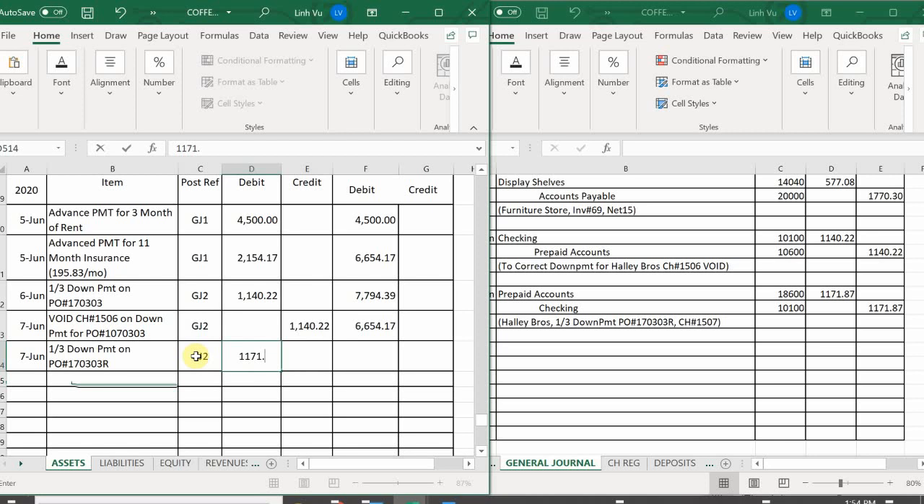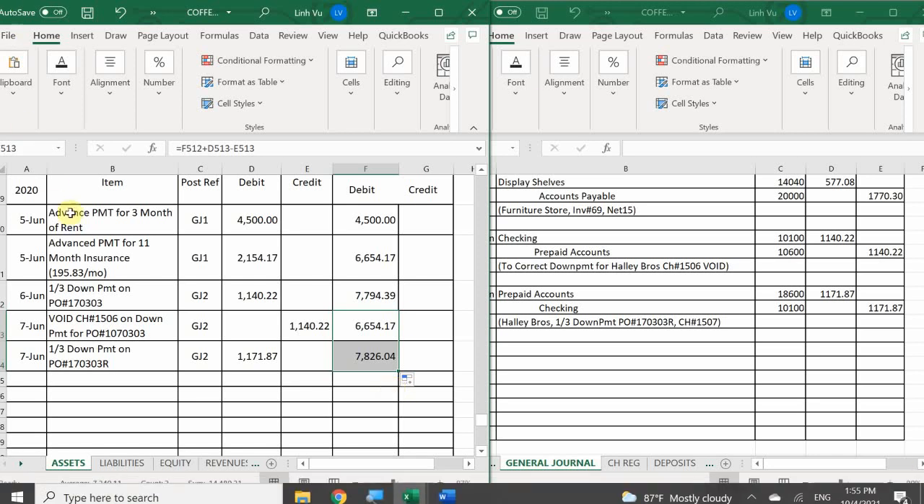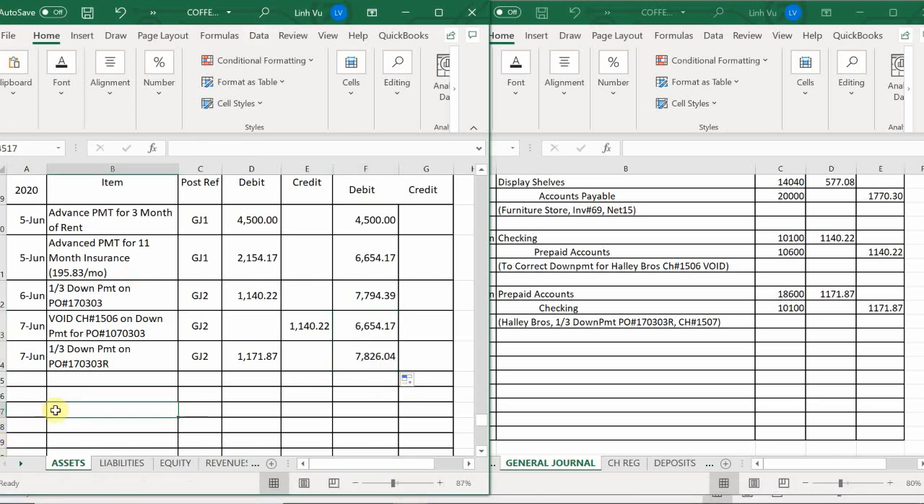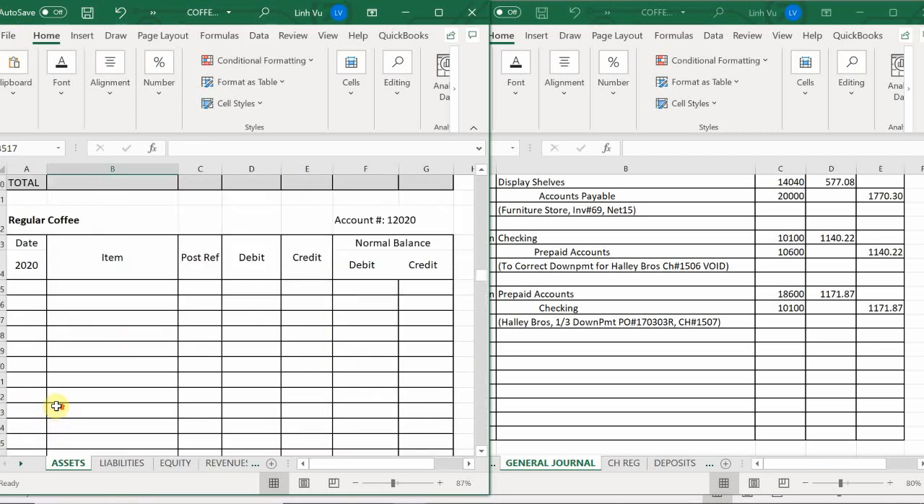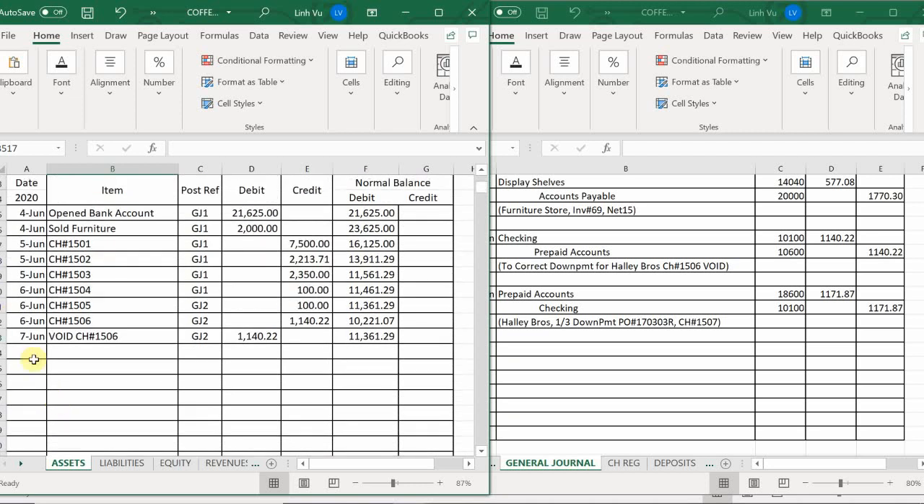So we have the debit one. It is 782604. 782604. Perfect. Okay? For the 1171.87. Not 78.87. Right. Then now that we updated our prepaid account, we've got to update our checking account. Okay, here we are, checking. Check 1507.